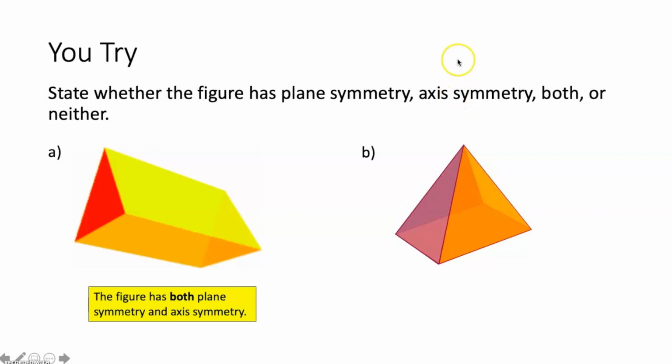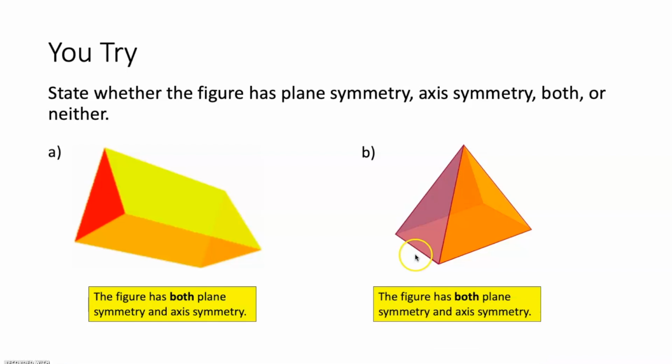Does it have axis symmetry? Can I stick a pole through the middle of it and then rotate it around? It'll be the same before I get all the way back around 360 degrees? Yeah, if I were to stick a pole straight through the middle, I could rotate it around 180 degrees and it'd be the same figure. So this figure has both plane symmetry and axis symmetry.